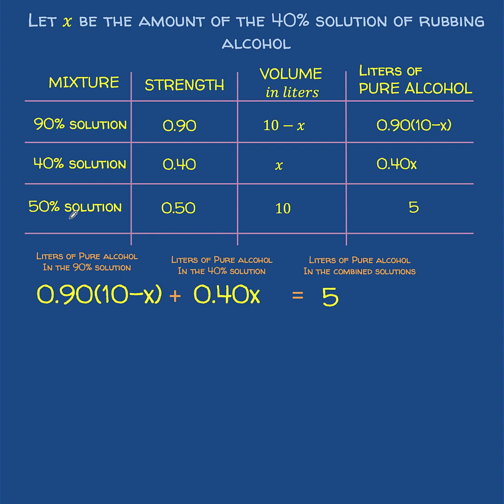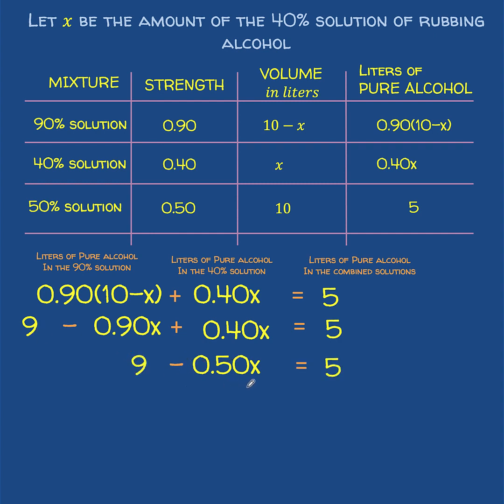All that is left is solving this algebraic equation. We have a monomial factor times a binomial. Let's apply the distributive property of multiplication over subtraction. Then copy all the rest. Combine like terms: we have negative 0.90x plus 0.40x. This gives us negative 0.50x. Then copy all the rest. Then we add 0.50x to both sides of the equation and subtract 5 from both sides of the equation.